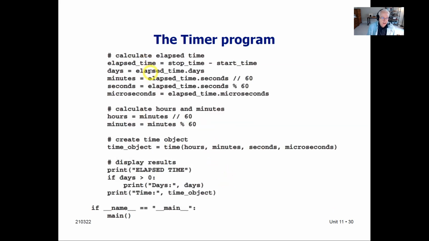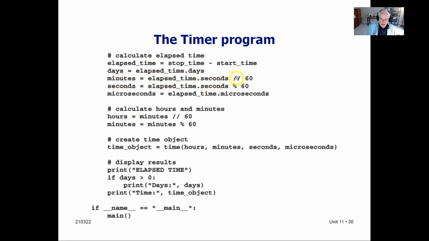Okay, now we can calculate the elapsed time. The elapsed time is going to be the stop time minus the start time. And then we can get the days from this elapsed time object that we created here. Since this is a datetime object at this point, we can get the days attribute from it. So we get the days. Here we get the seconds.